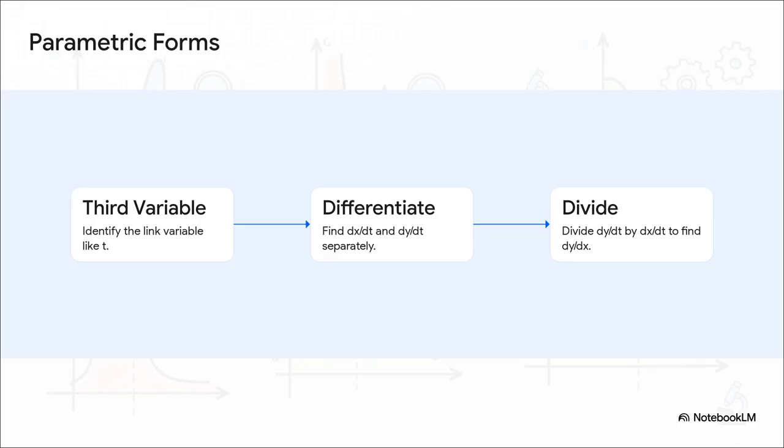First up in the toolkit is parametric differentiation. You see, sometimes x and y aren't directly talking to each other. Instead, they're indirectly linked by a third variable, like time, which we usually just call t. Parametric differentiation gives us this incredibly easy, logical three-step procedure. We just find the rate of change for x over time, find the rate of change for y over time, and then we simply divide them to find the overall slope of the actual path.